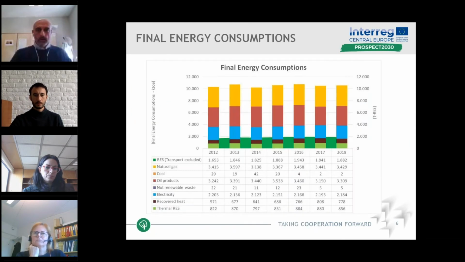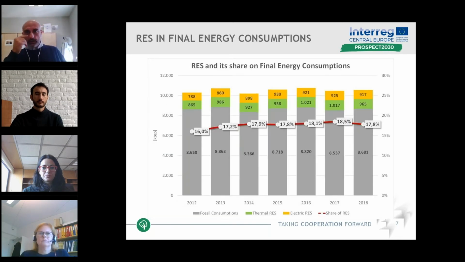And if we have a look at what is happening in the last few years, we should say that not much is happening, since we are facing a period where the final energy consumption is quite stable at more than 10 million tonnes of oil equivalent. As I said, a big share is on natural gas, but we also still have quite a large amount of oil products used mainly in the transport sector, of course. And what about renewables? Renewables are increasing, but not that much. And nowadays renewables are at 18% of the final energy consumption, quite equally divided into electricity and thermal use of renewables.